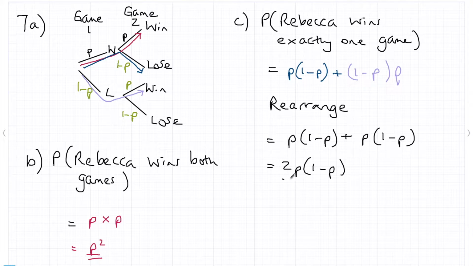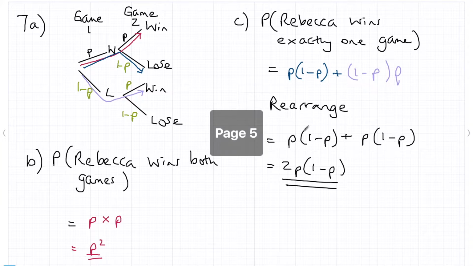If we just rearrange to make it a little bit clearer what we're doing, that gives us 2 lots of P in brackets 1 minus P. That's the final answer.